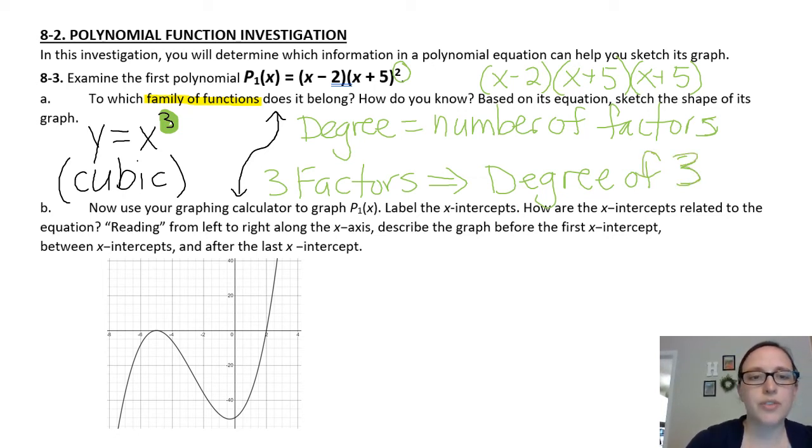If we had 4 factors, then our family of functions would be y equals x to the power of 4, which doesn't really have a fancy name, just a 4th degree polynomial.